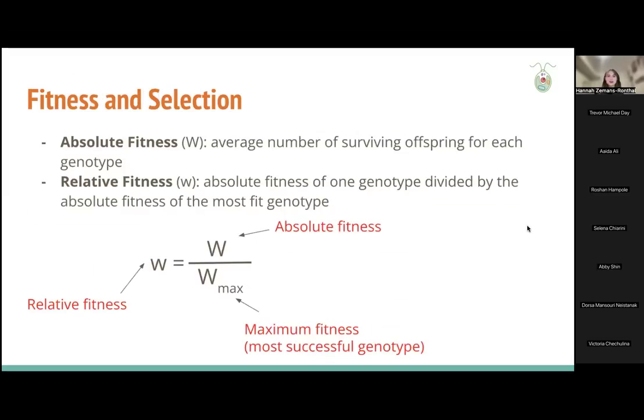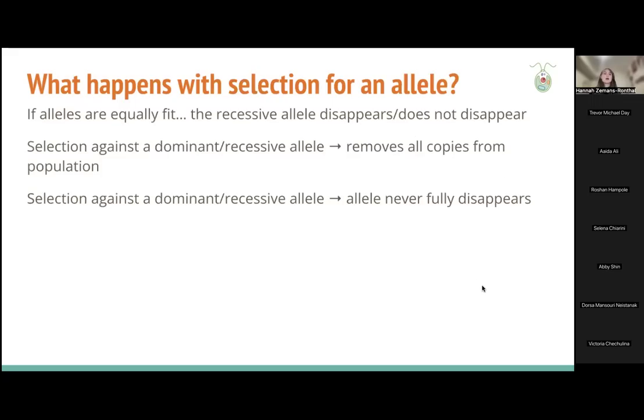Okay, moving on. Fitness and selection. So absolute fitness is the average number of surviving offspring for each genotype. Relative fitness, or the little w, so absolute fitness is a big W, relative fitness is a little w, and that is the absolute fitness of one genotype divided by the absolute fitness of the most fit genotype. So that's W max, which is our maximum fitness and the most successful genotype. And you might have a quick question that would ask you to calculate that on an exam. So you should know this formula.